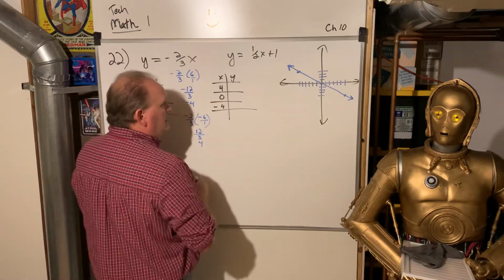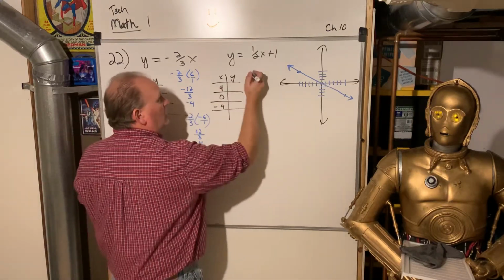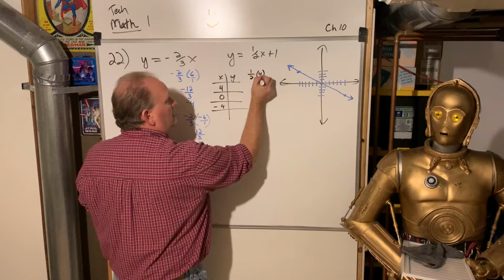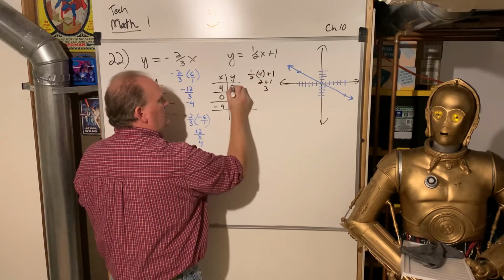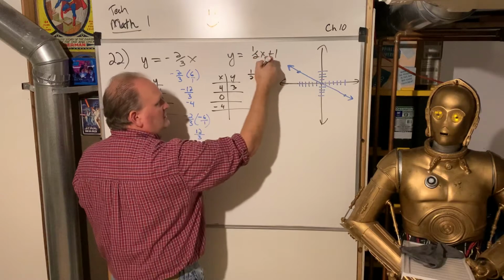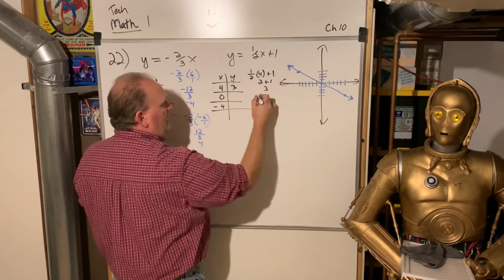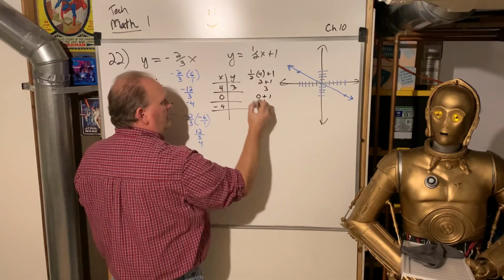Let's do this one. I'll do this one in black. So 4 plus 1. So half of 4 is 2 plus 1 is 3. 0, that zero's out, but remember it's 0 plus 1 then. So that's 1.